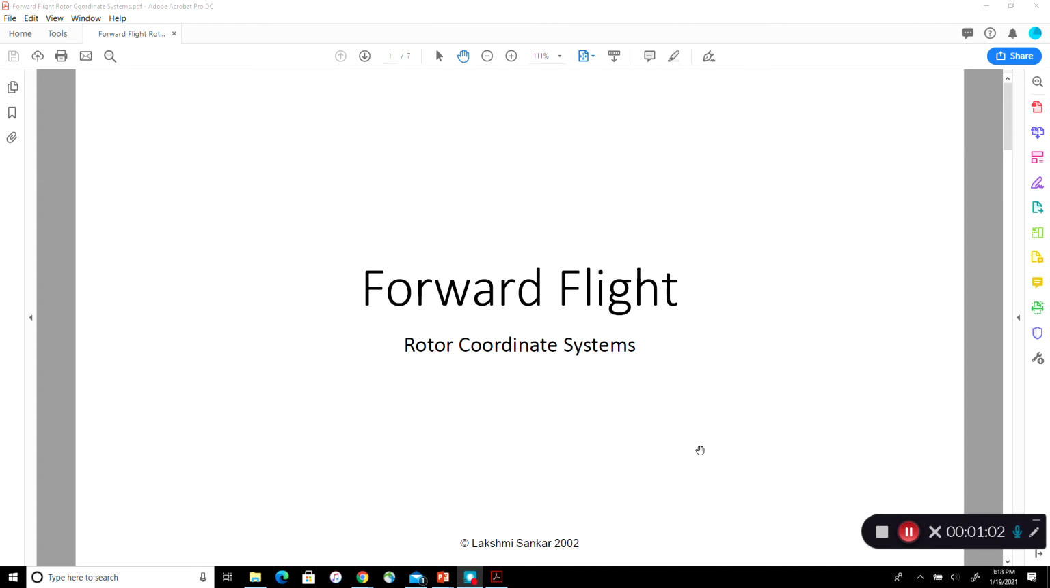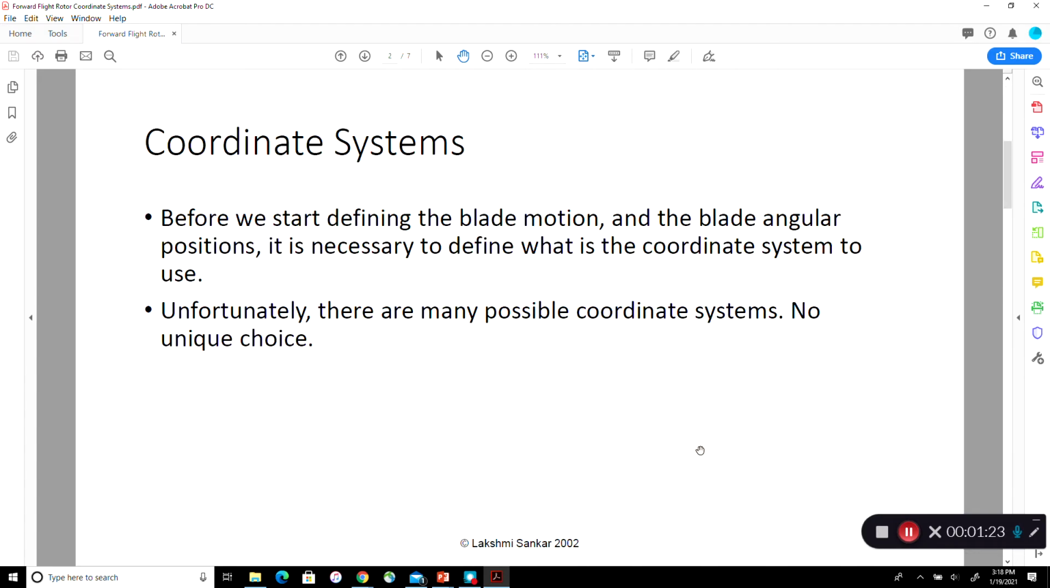So now we are ready to look at the forces and moments acting on the rotor, and integrate these forces and moments to get the total thrust, total drag, all the moments and so forth. But before we do that, we need to select a set of coordinate systems. Unfortunately, there's not a single coordinate system that we could use. There are multiple coordinate systems that we can possibly choose, and the most common are 3 coordinate systems. So we are going to talk about those 3 systems in this very short video.